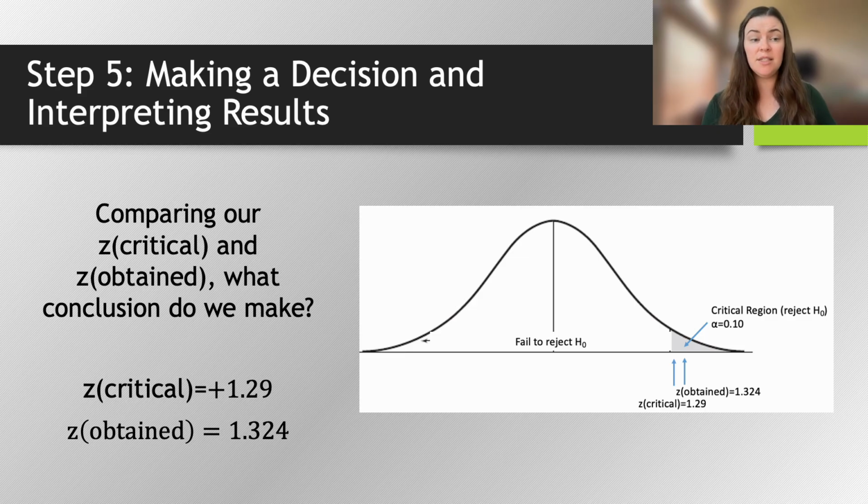So now we can make a decision and interpret our results. Here I have charted out both our z critical and our z obtained values. So our cutoff point that we established in step 3 was 1.29, but I know that my obtained value is greater than that. It was 1.324. And because of that, we did fall within our critical region as established by our alpha value of 0.1 for a one-tailed test.